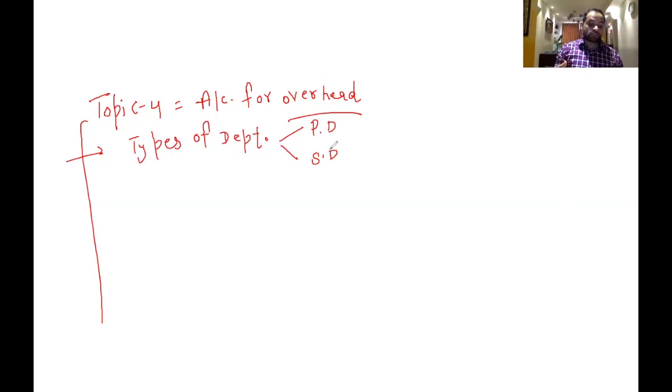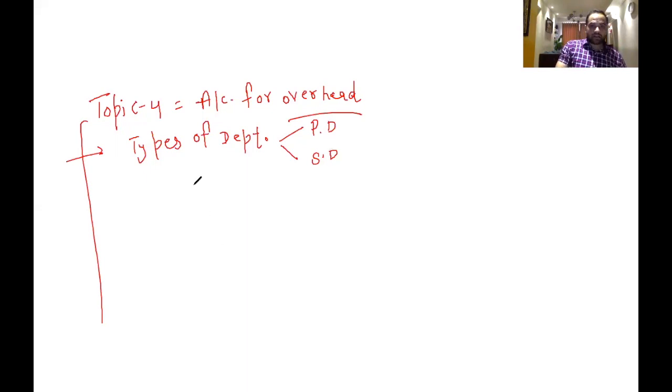Production department receives service from the service department. And a service department provides service to production departments and other service departments. Another important thing is that the total cost of a production department involves not only what has been done in the production department, but also the cost associated with the service department providing services to it. So make sure you know the difference between production and service department.